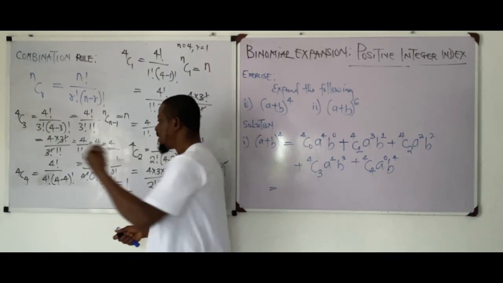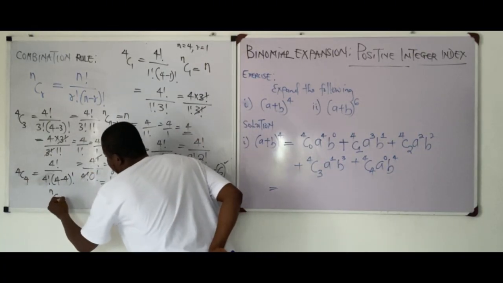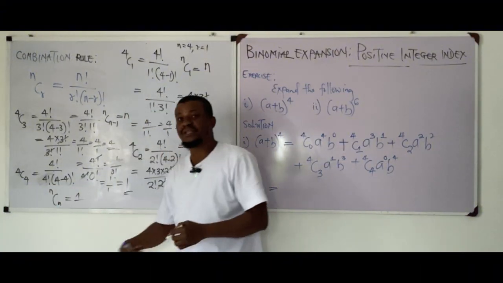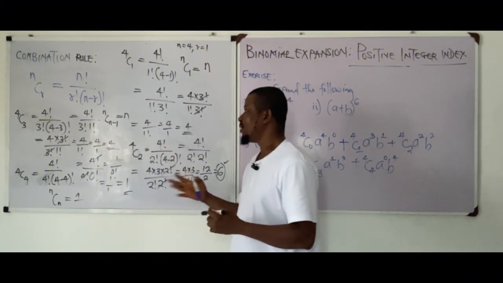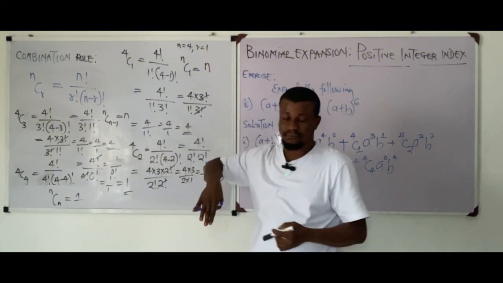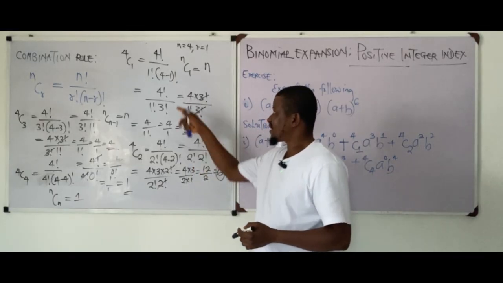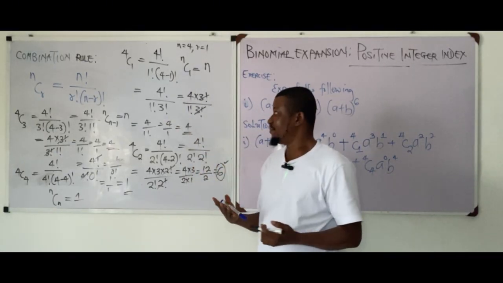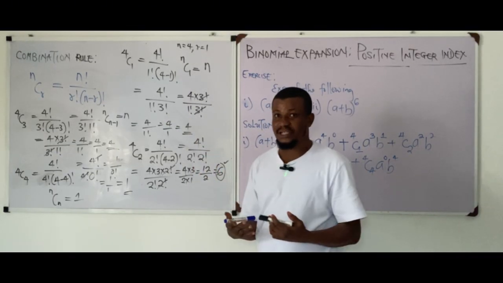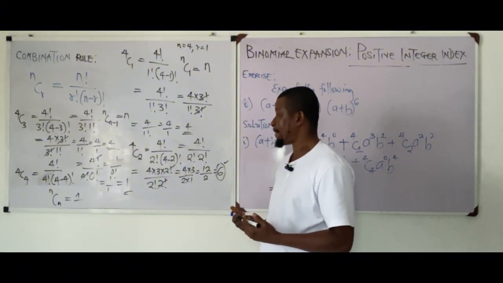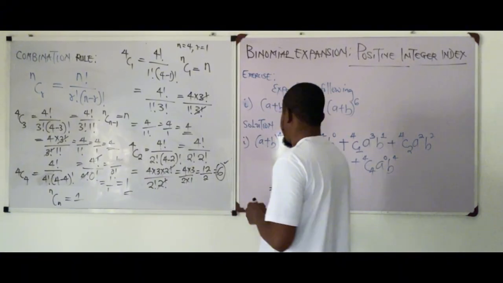And it's a general rule that n combination n is equal to 1. Any number combination itself is 1. So this is just a brief understanding of the combination rule, and I believe with this, you can solve any combination you encounter. Right? So let's come back to this.